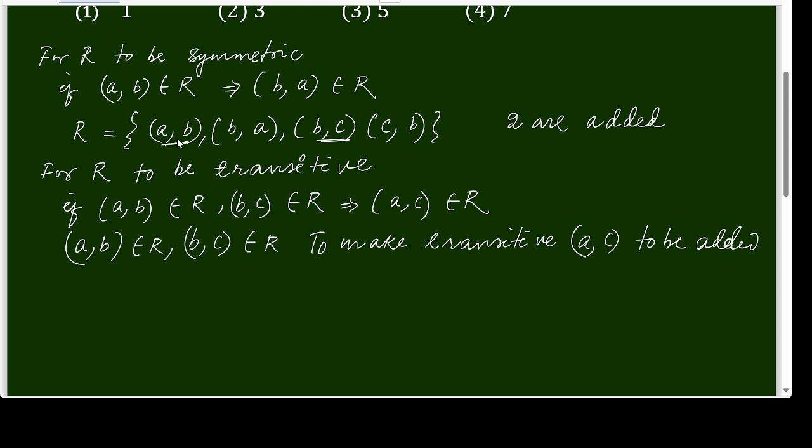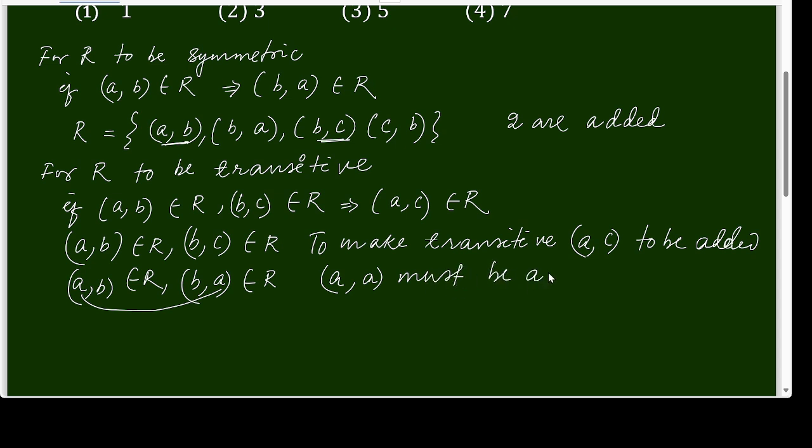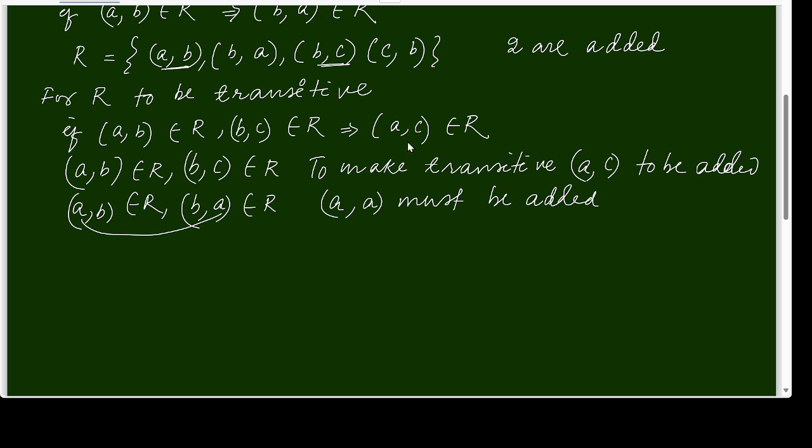Next is AB. A, B belongs to R, B, A also belongs to R. That means A, A must be added. Next is BA is there, BA is there, so A, A must be added.